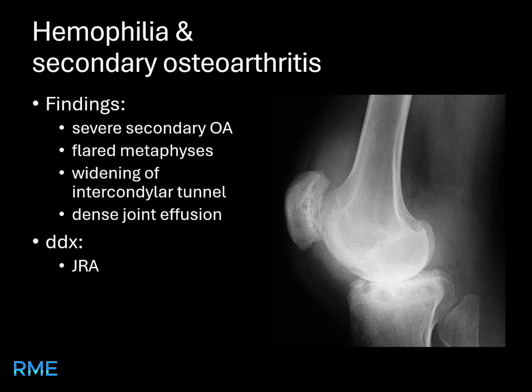Differential diagnoses include juvenile rheumatoid arthritis, JRA. To further evaluate, I would recommend a coagulation profile to confirm hemophilia. Management involves factor replacement therapy to prevent bleeding and symptomatic treatment for osteoarthritis.